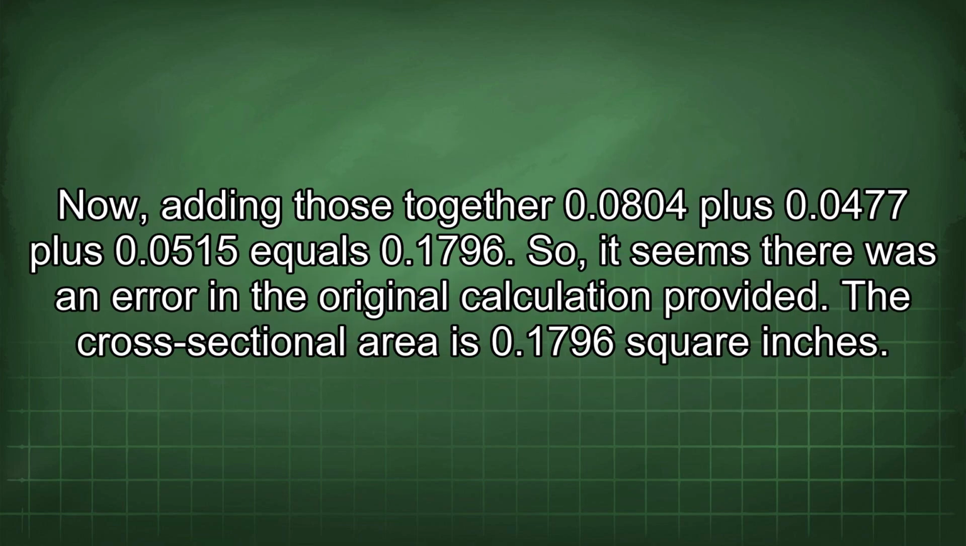Now, adding those together, 0.804 plus 0.477 plus 0.515 equals 0.1796. So, it seems there was an error in the original calculation provided. The cross-sectional area is 0.1796 square inches.